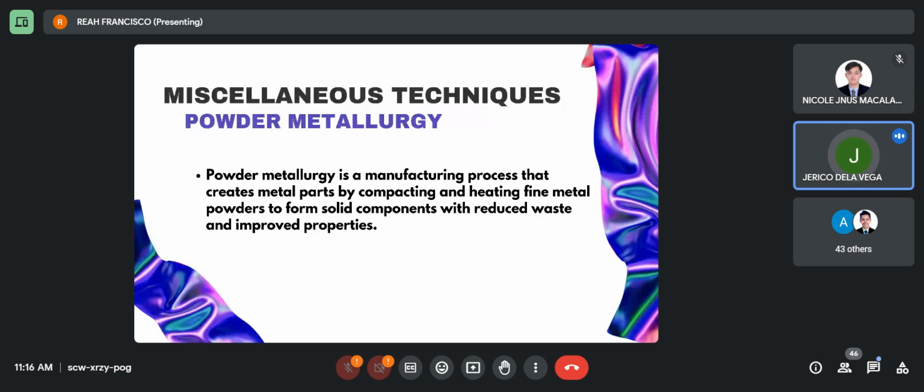It is a manufacturing process that involves producing metal parts and components by compacting finely powdered metal materials into a desired shape and then sintering, or heating without melting, them to bond the particles and create a solid dense structure. This process allows for the production of intricate and near-net-shape parts, often with enhanced properties and reduced waste. Powder metallurgy is utilized in various industries including automotive, aerospace, and electronics to manufacture items like gears, bearings, and cutting tools. Next slide.